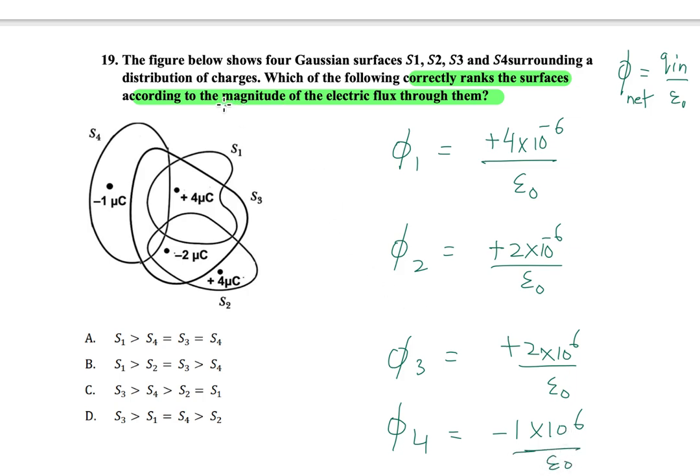Now, because the question is asking for magnitude, we can just look at the numbers. We have got 4, 2, 2 and 1. We know that 2 and 3 are equal to each other. There is only one option where 2 and 3 are equal to each other, and that should be our answer. Let's check. S1 is the highest and S4 is the least, and 2 and 3 are equal to each other. So that's how we can solve this problem.